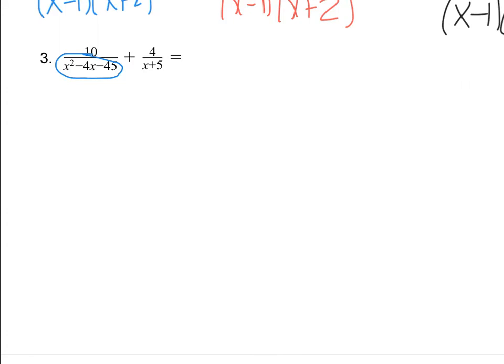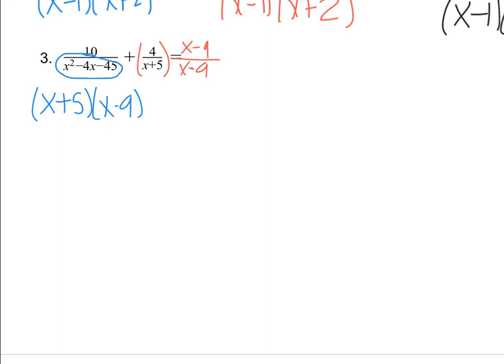If I factored this out, my factors are going to be a negative 9 and a positive 5. So that's exactly what I have: x plus 5 and x minus 9. Now you have a better understanding. I could just multiply this x plus 5 by the missing x minus 9 to make these the same. If I multiply this by x minus 9, it will equal this. Simple enough. So let's multiply this whole fraction by x minus 9 over x minus 9.